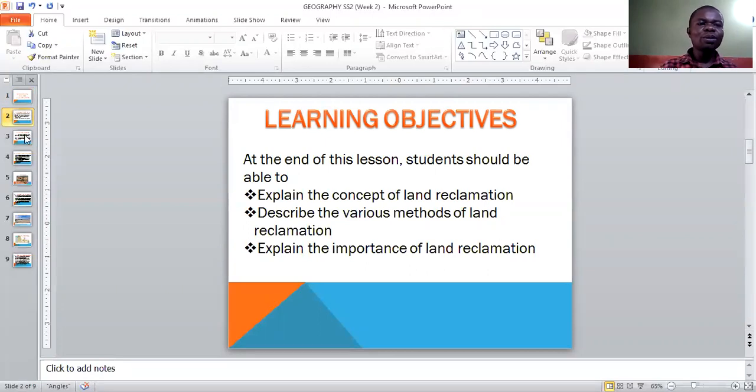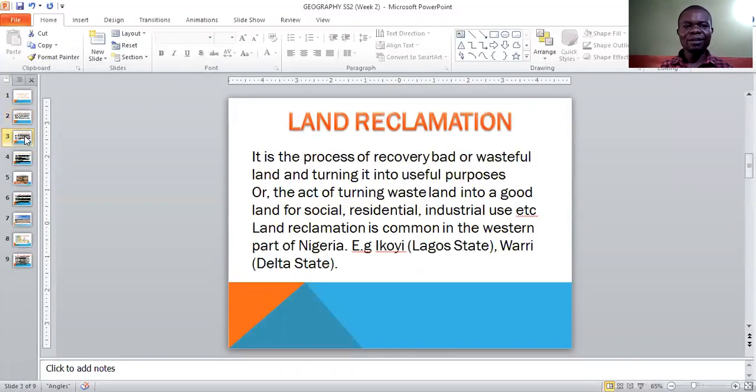Now we go to the content. What is land reclamation? You have been hearing of it before. It simply means the process of recovering bad or wasteful land and turning it into useful land or purposes.